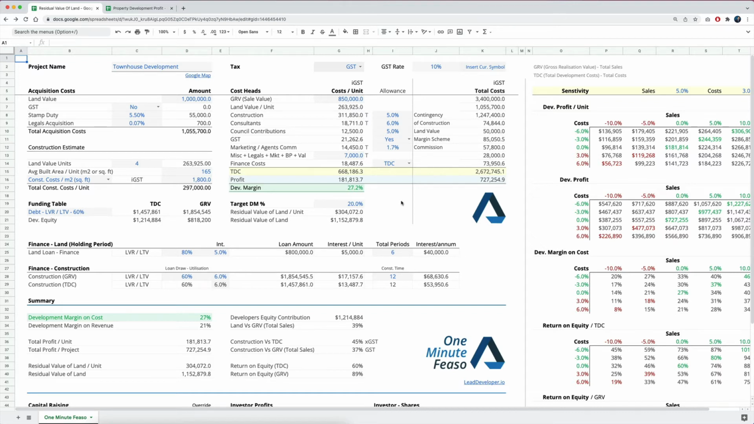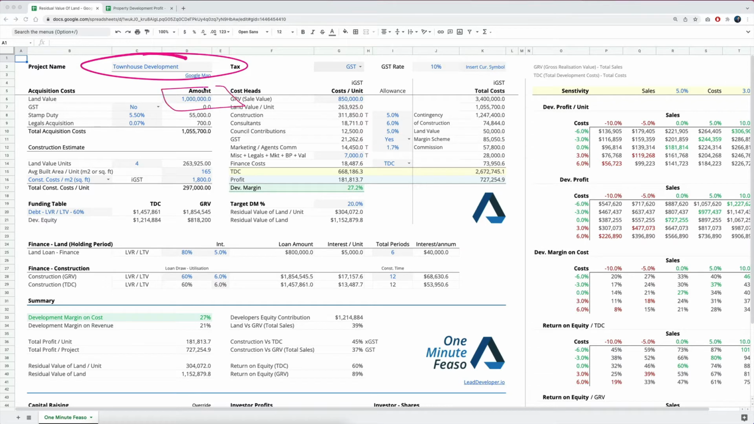Now, a lot of people in a growing market would go and pay more, thinking that by the time we are ready for selling, the market would have gone up. This is not a good way to do development, because you need to pay what it is worth in today's time. So in this example, this is a townhouse development.